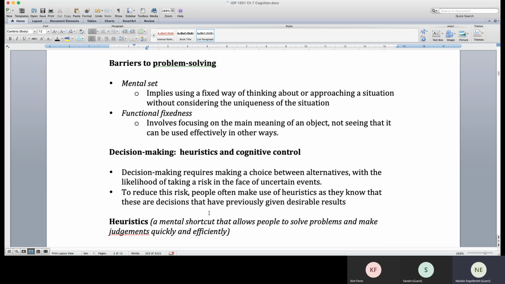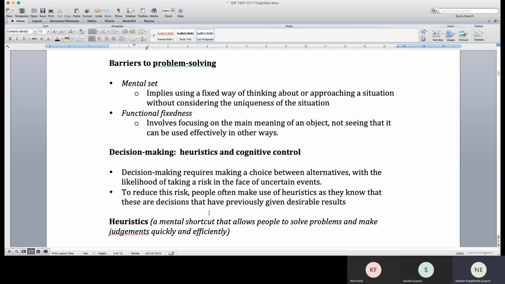So what are some of the barriers to problem solving? Your mental set implies using a fixed way of thinking about or approaching a situation without considering the uniqueness of the situation. Because there's one thing that I can promise you in the world of human resources or human capital management, that you will never be presented with the same problem twice. Every time there is a situation that needs to be addressed, it is going to be a unique problem.